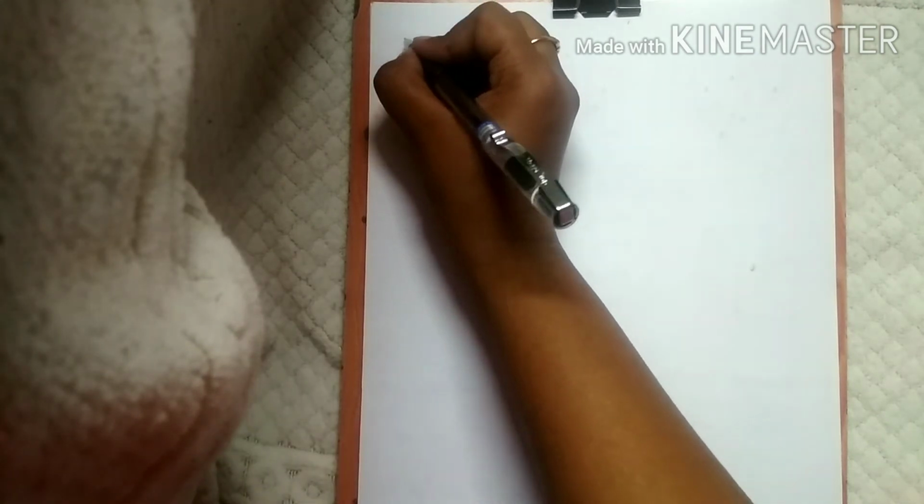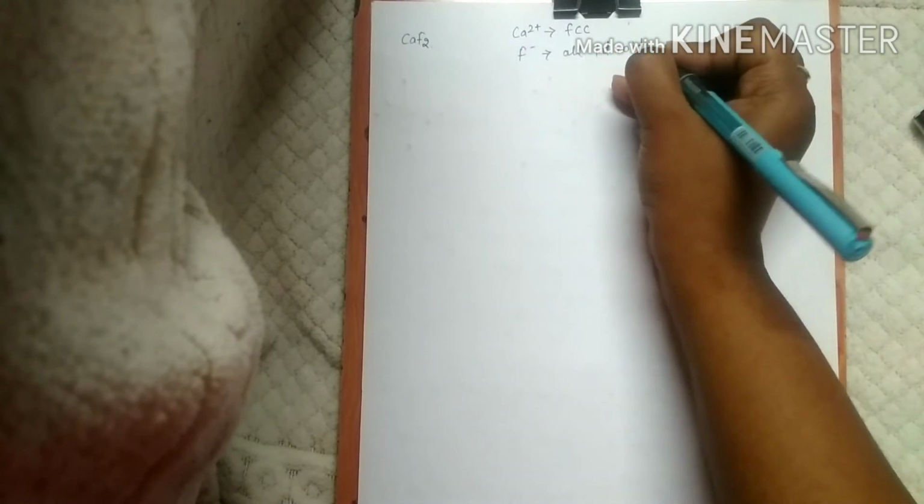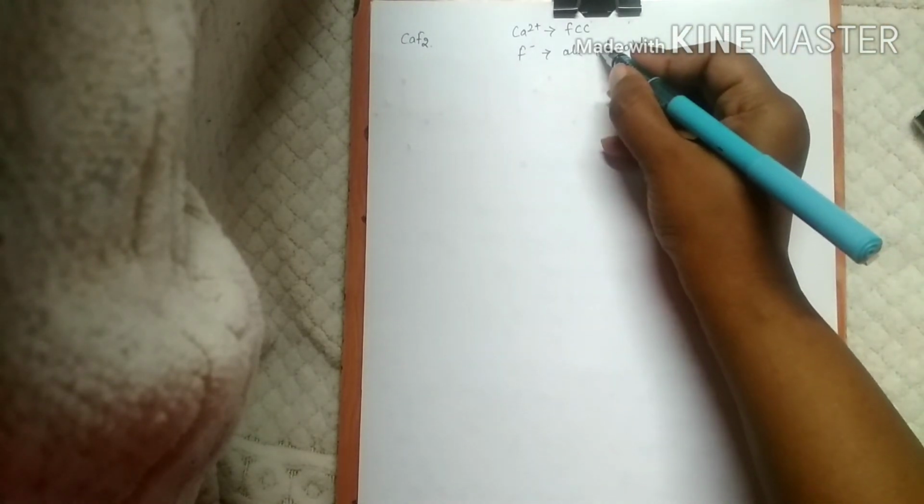So next is the structure of CaF2. In CaF2, Ca2+ is occupying the FCC lattice, and F- occupies all the tetrahedral voids. So I think this will be clear, the picture will be clear to you. Ca2+ will be having FCC, that is, it will be present at the corners and also at the face centers, and F- will be occupying all the tetrahedral voids, which we have discussed, how tetrahedral voids are present.